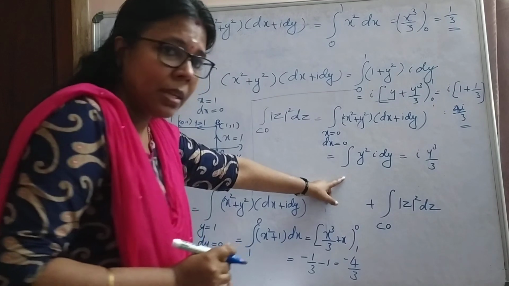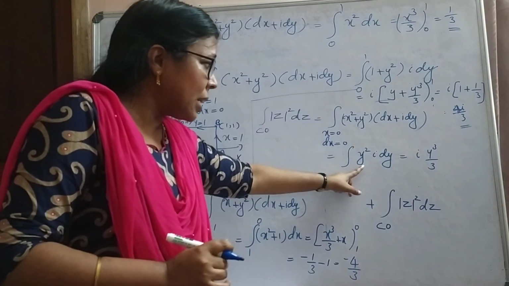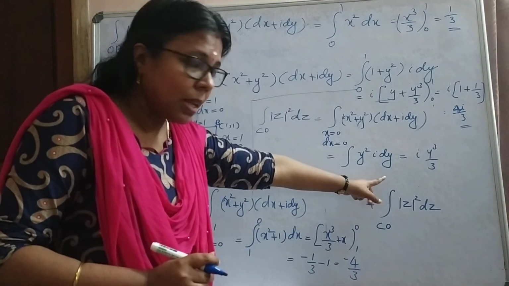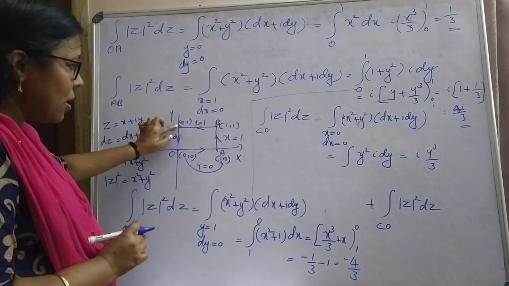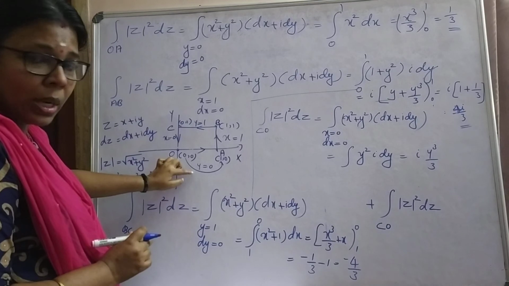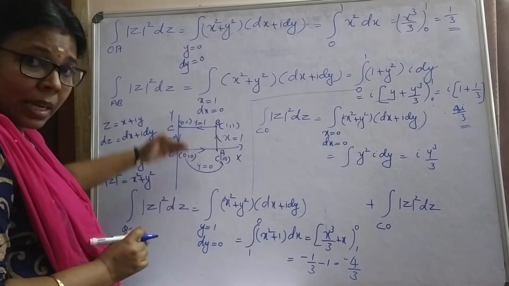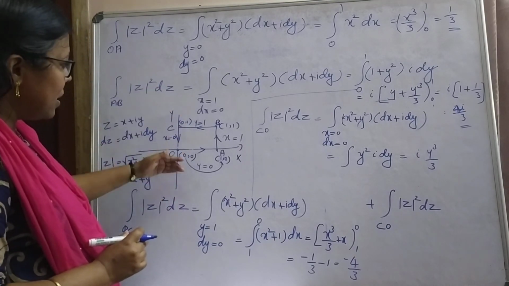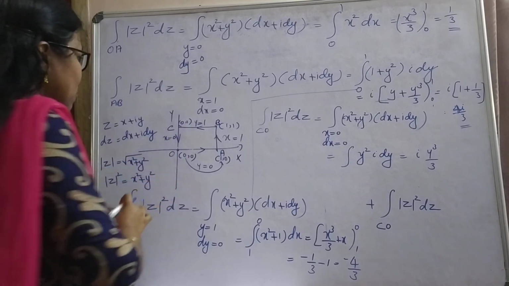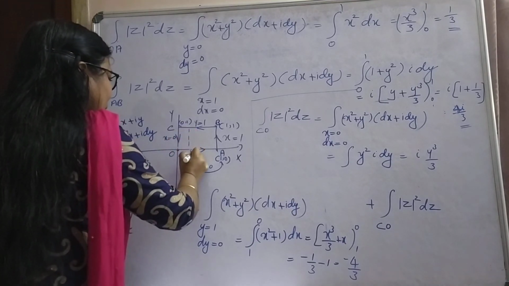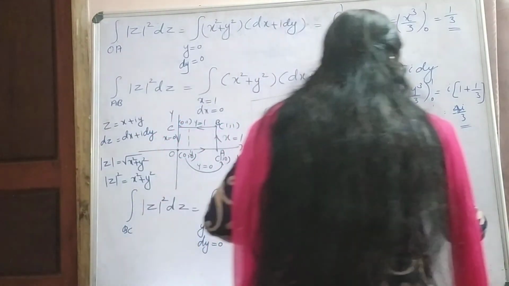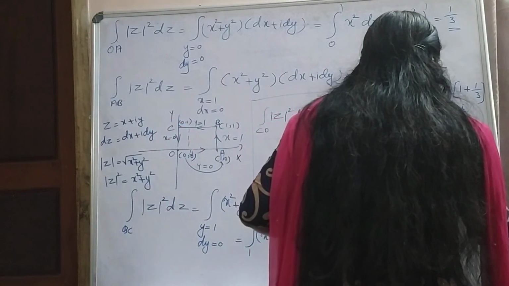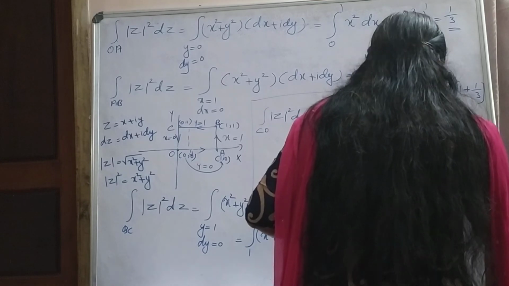Here what is the limit? The integration contains only y and dy. Therefore, y varies from 1 to 0, since the direction is in the downward direction. Direction is very important. Here y varies from 1 to 0, so that is minus i by 3.